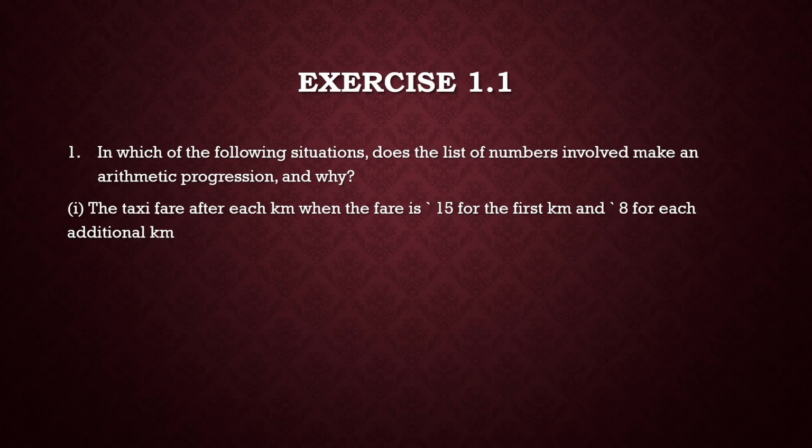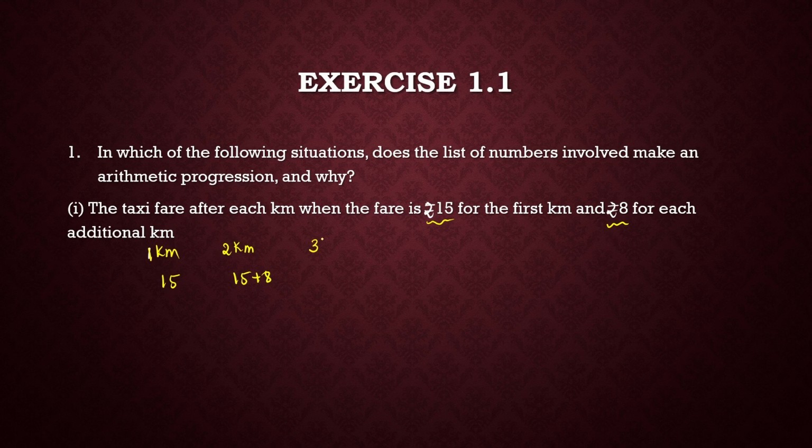The first question is the taxi fare after each kilometer, when the fare is rupees 15 for the first kilometer and rupees 8 for each additional kilometer. So if you travel just 1 kilometer, then your taxi fare is rupees 15. But what happens if you travel 2 kilometers? For the first kilometer it's 15 obviously, but for the next kilometer you will have to pay rupees 8 additional. So it becomes 15 plus 8.